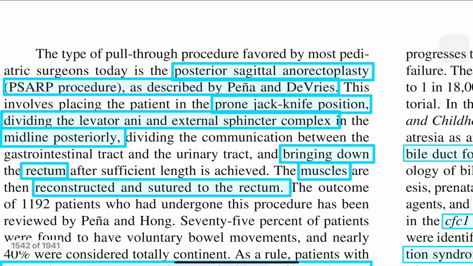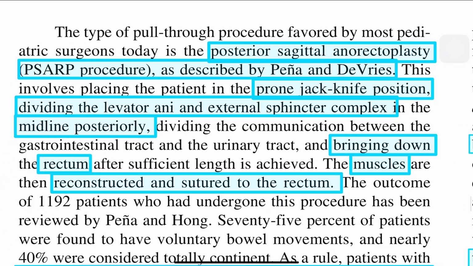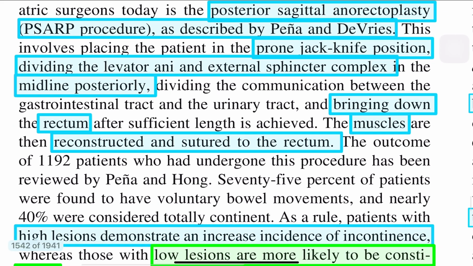Posterior sagittal anorectoplasty, PSARP, is the procedure of choice described by Pena and deVries. The patient is in the prone jackknife position, and we divide the levator ani and external sphincter complex posteriorly in the midline. This is the key step of PSARP. Then we bring down the rectum, and later reconstruct the muscle and suture the rectum within this muscle.